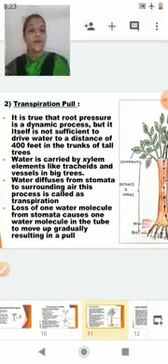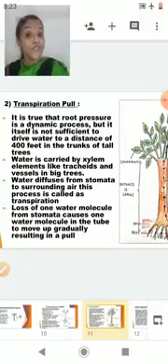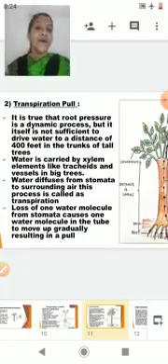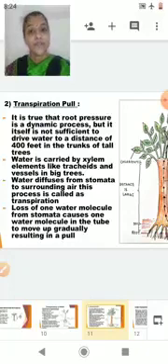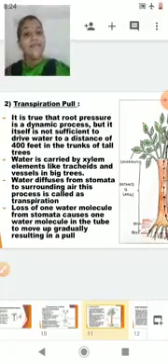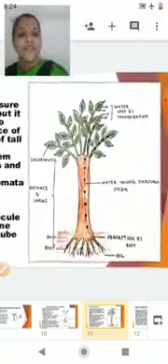Okay. Now let's read that first. It's true that root pressure is a dynamic process, but it itself is not sufficient to draw the water to a distance of 400 feet in the trunks of tall trees. So tall trees cannot totally rely on root pressure because it is negligible over there. So we go for another mechanism which is called transpiration pull. I will explain this transpiration pull now.